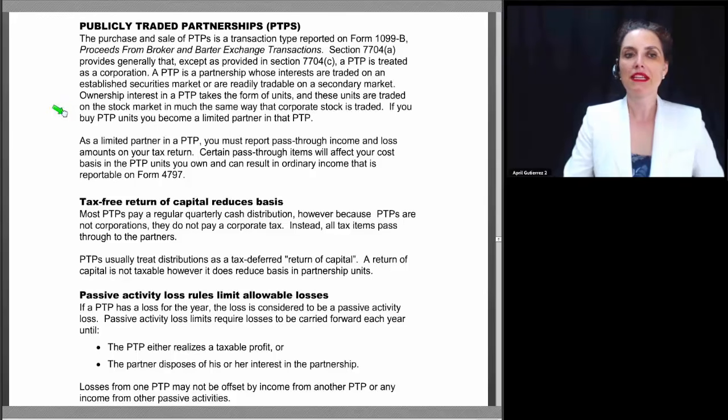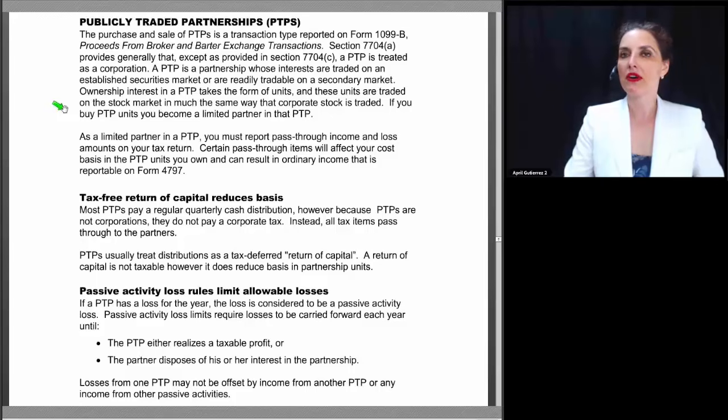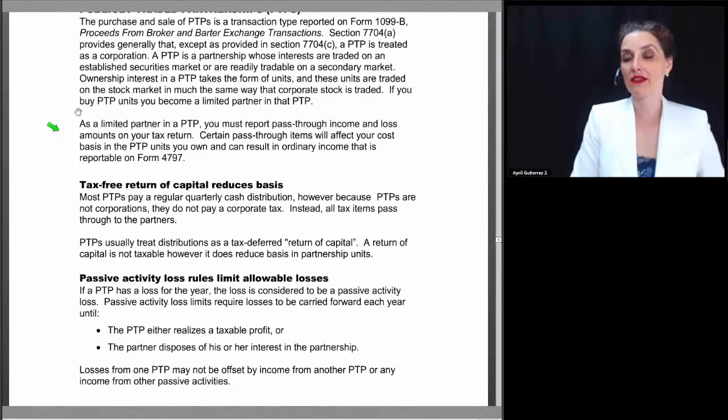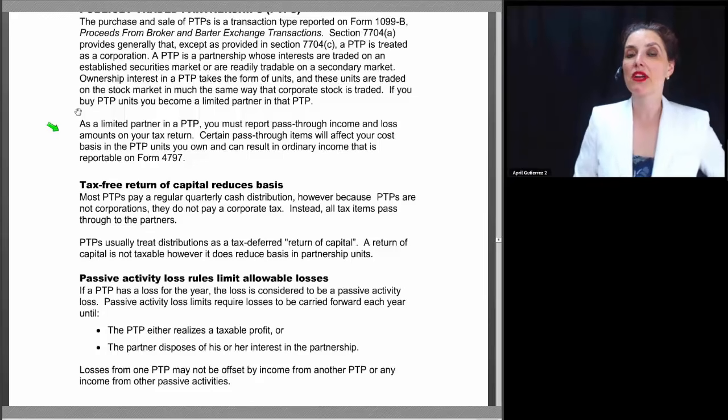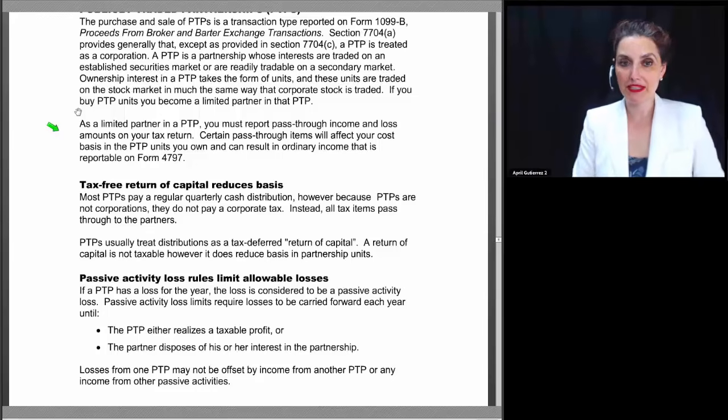If you buy PTP units, you become a limited partner in that PTP. How will you know your client has ownership in a PTP? Well, typically when you're looking through a brokerage statement and you're trying to figure out what lines on that brokerage statement might possibly refer to a PTP, you may not be able to figure it out. However, if they have ownership in a PTP, they should be bringing you K1s for the PTP. And once you see those K1s, now you've got something of interest.